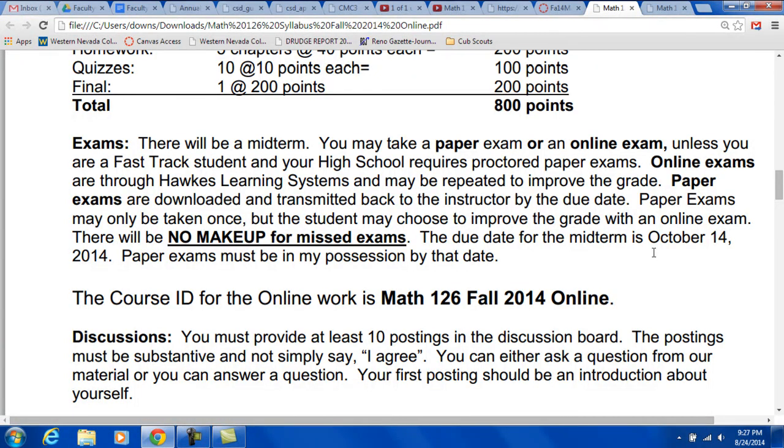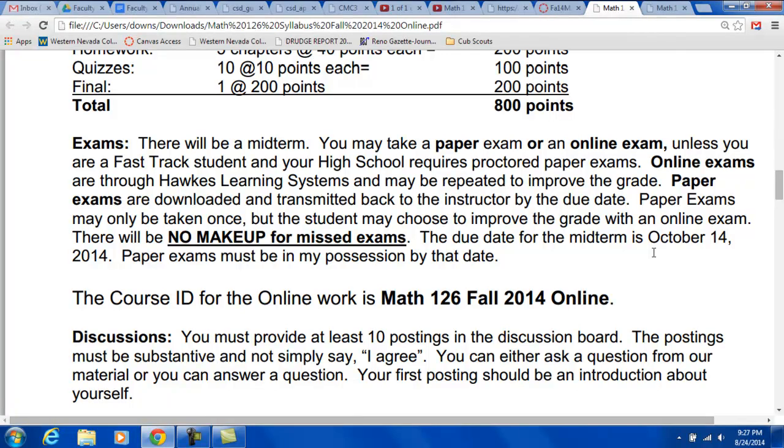Online exams are through Hawks Learning Systems and may be repeated to improve the grade. Paper exams are downloaded and transmitted back to the instructor by the due date. Paper exams may only be taken once, but the student may choose to improve the grade with an online exam. There will be no makeups for missed exams. The due date for the midterm is October 14th, 2014.